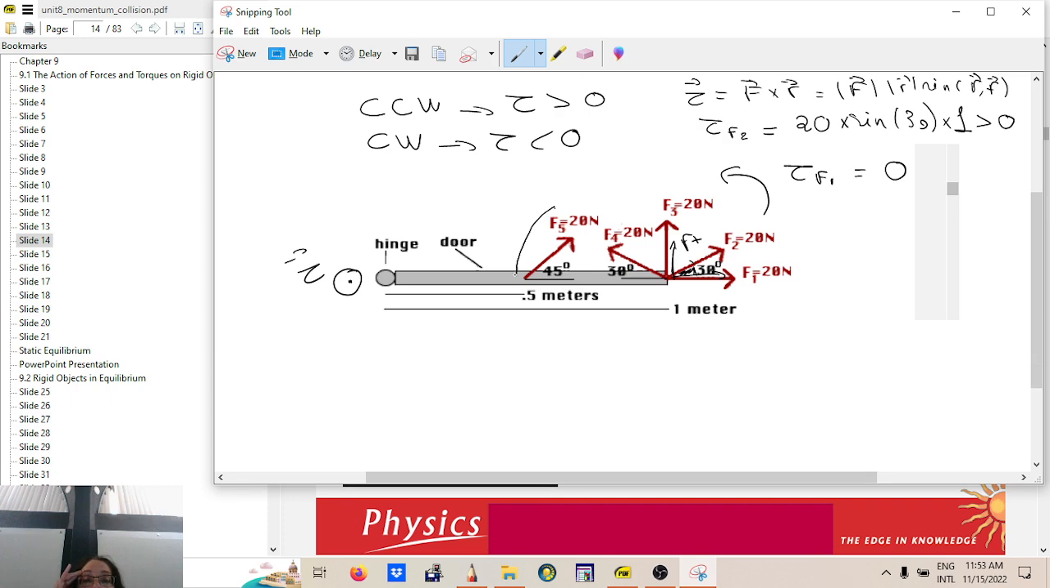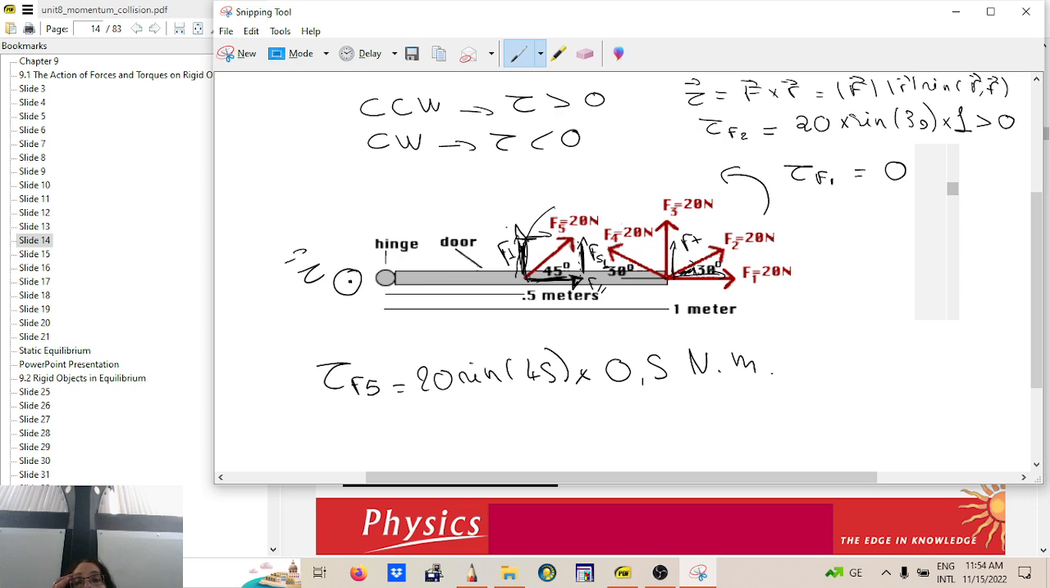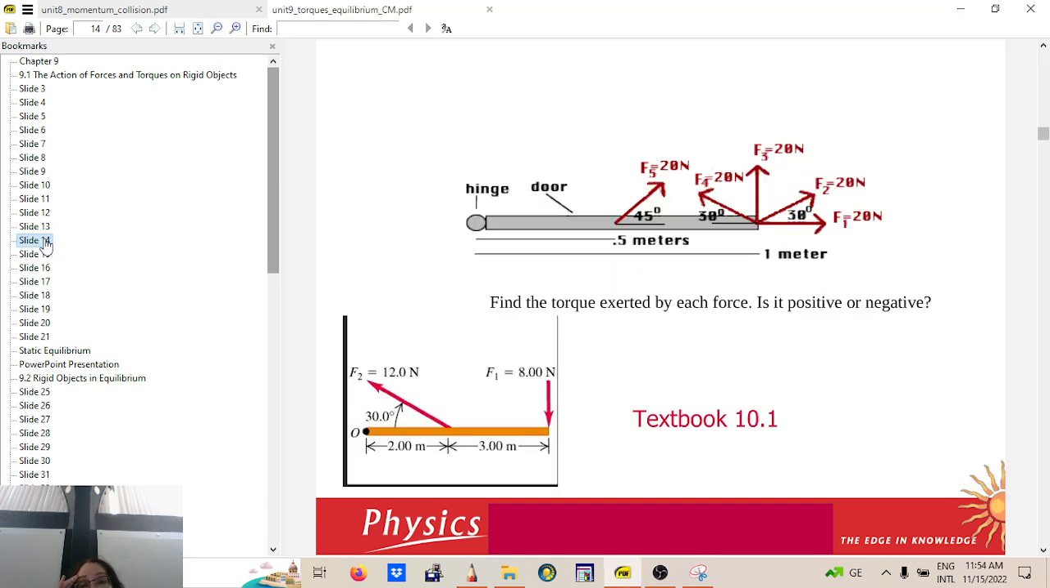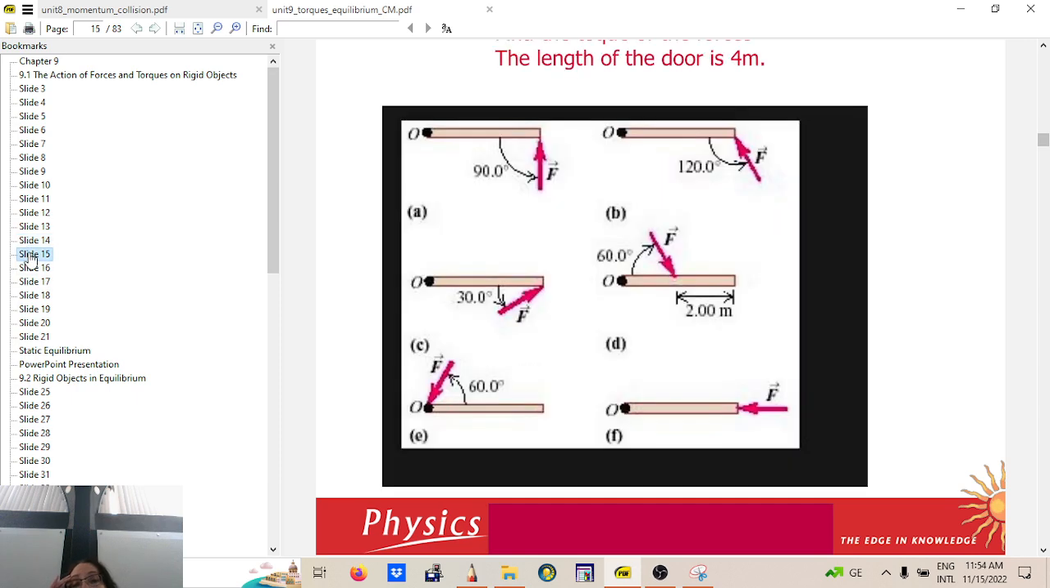What about this one? The torque by F sub 5. It has an X component and a Y component. So which one do I take? The parallel component or the perpendicular? Perpendicular, here. You see, it's here. So that's going to be 20 sine in that case times the distance, which is 0.5 Newton meters. That's going to be counterclockwise. You see how it works? So you have to be very careful. Textbook, nothing stops you from using the textbook.